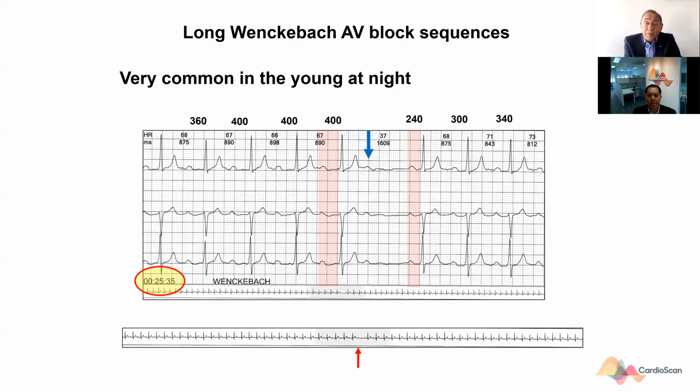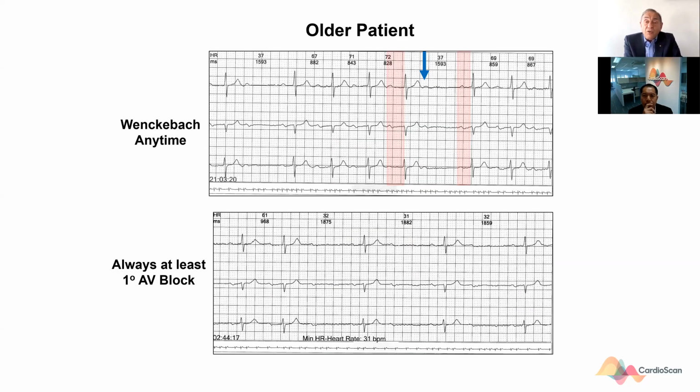It is common to the point where it may only have 1 episode in a whole 24 hours of Holter monitoring, and you just may see this feature of longest, shortest, and drop beat. Whereas the older patient, here we can see, can have Wenckebach at any time, but at least there is always first degree block over the 24 hours of the Holter monitor. This may have more significance.